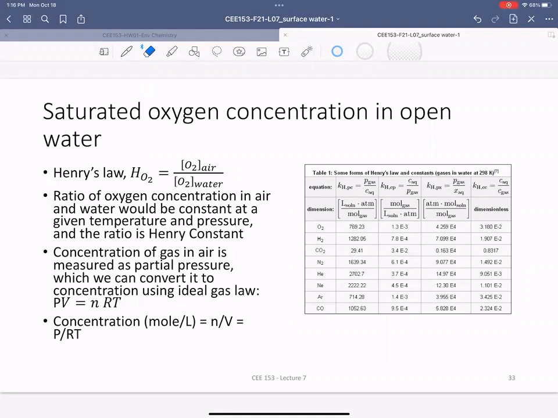If it is a unitless constant, because you express the concentration in mole per liter for both, the units cancel out, so it becomes a dimensionless Henry constant. That's over here. So anytime I give you a Henry constant, if I do give you the dimensionless one, I usually tell you what the ratio is.